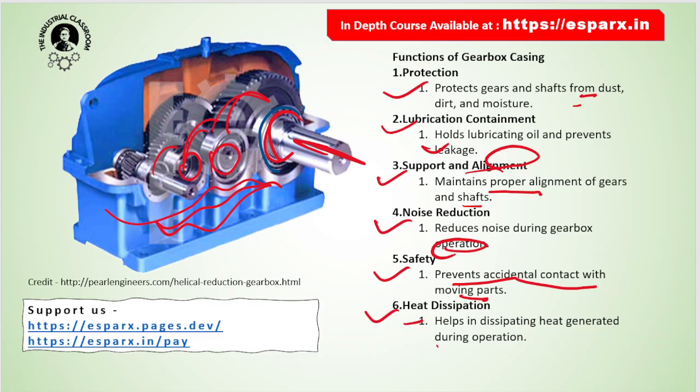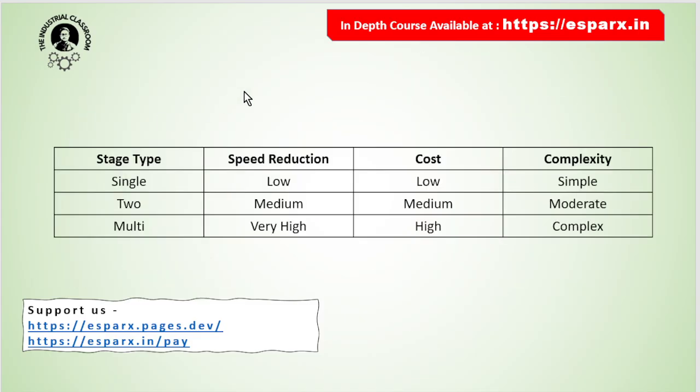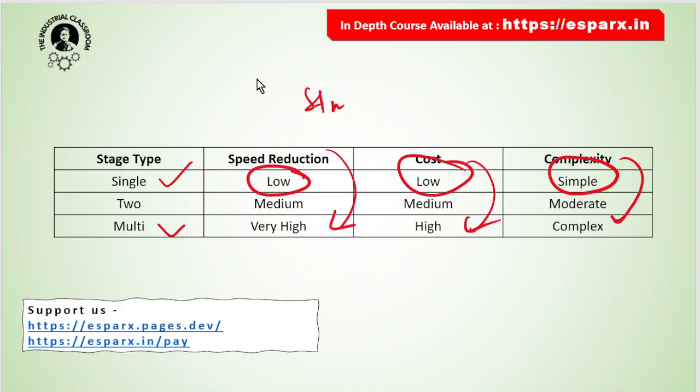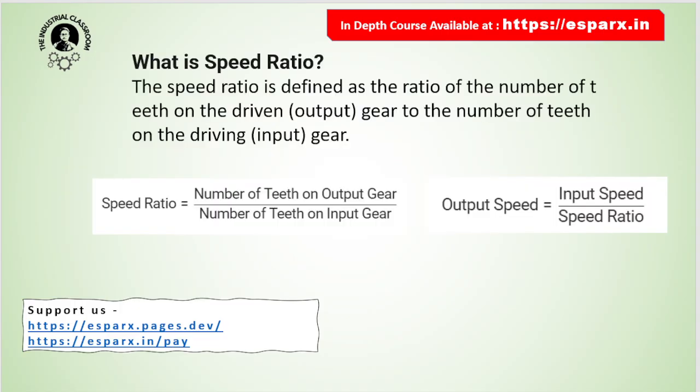For heat dissipation, the heat generated inside by the meshing of the gears is transmitted to the gearbox casing, so it provides heat dissipation. Now see, for multi-stage gearboxes: if there is a single stage, the speed reduction is very low, the cost is also low, and the complexity is simple. As we increase to multiple stages, the speed reduction is high, the cost is high, and the complexity is also high. Now let us see what the speed ratio is.